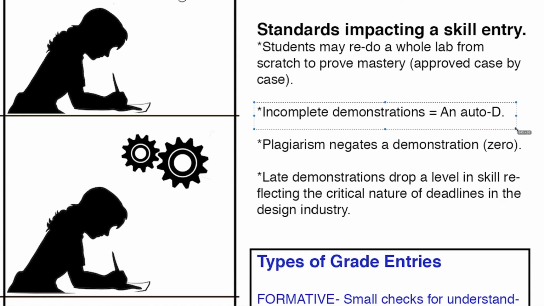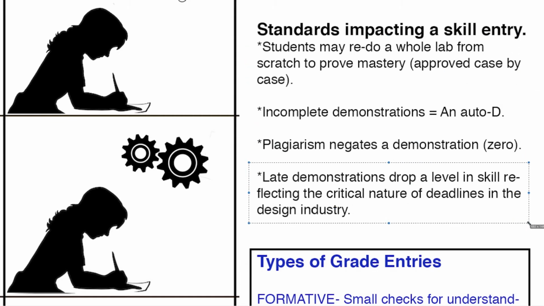Incomplete demonstrations are automatically a D. Typically, I give work back that's incomplete so that you can earn a higher score. Oftentimes, it's better that your work is late than incomplete. Plagiarism negates a demonstration. That's an instant 0, and no, you may not redo the lab. This is where I deviate from the standards-based method.